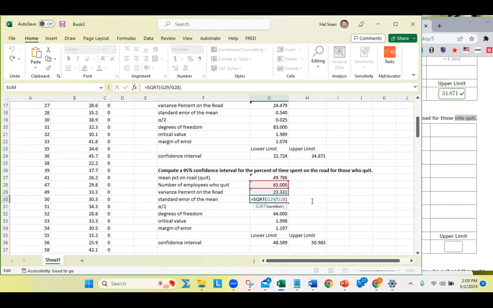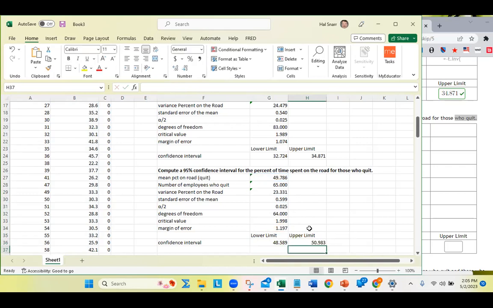That's good. My standard error is good because it's a ratio of two things. Then we take the square root of it. My alpha divided by 2 is good. My degrees of freedom is good. My critical value is good. My margin of error is good to go. And my confidence interval is good to go.